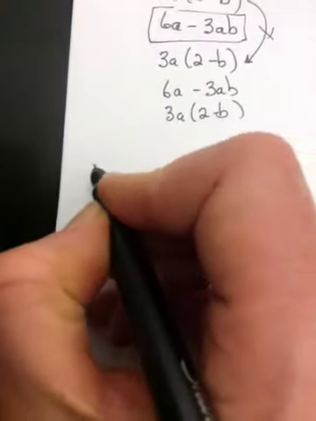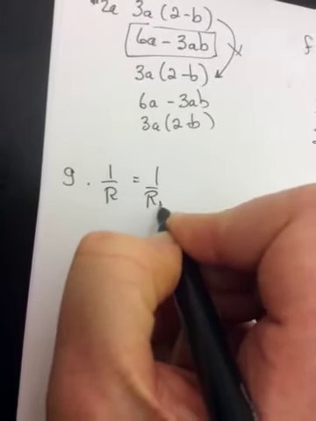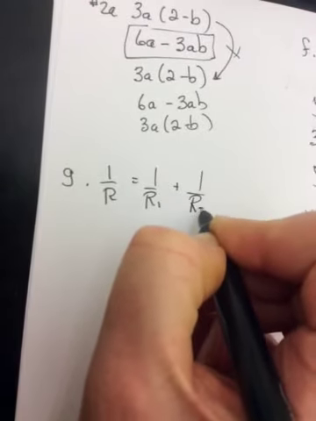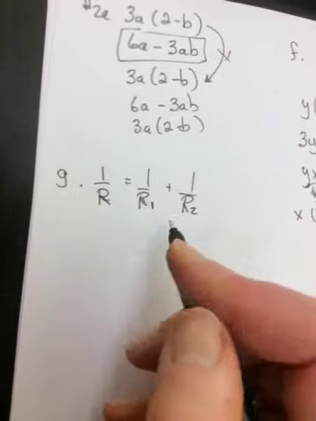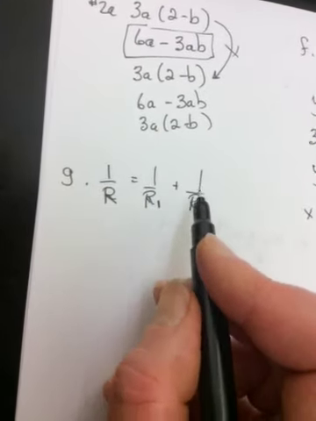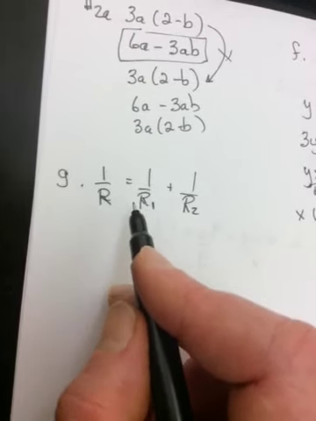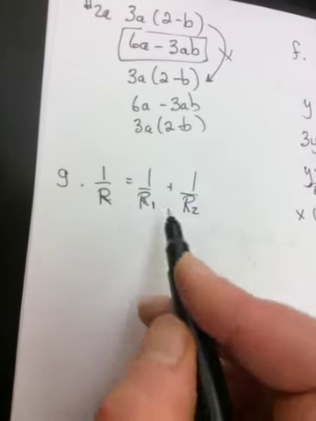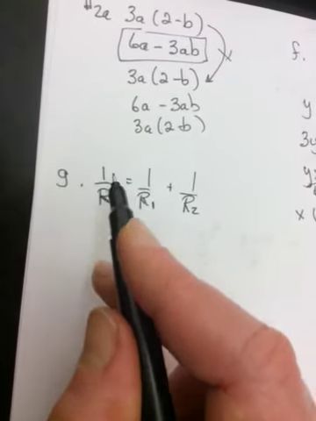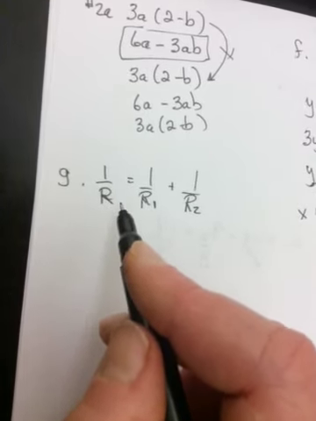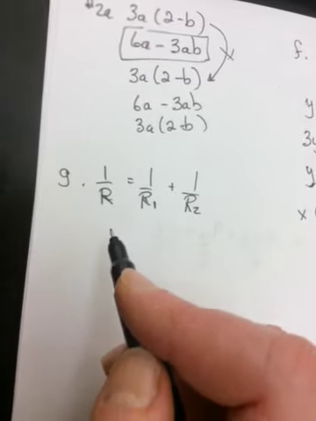In G, 1 over r is equal to 1 over r1 plus 1 over r2, and it wants you to solve for r1. Okay, now some of you maybe took the 1 over r2 over and then, I don't know, cross multiply. Like, you can't end up with a fraction in a fraction, okay? So my recommendation would be multiply by the lowest common denominator. What is the lowest common denominator?